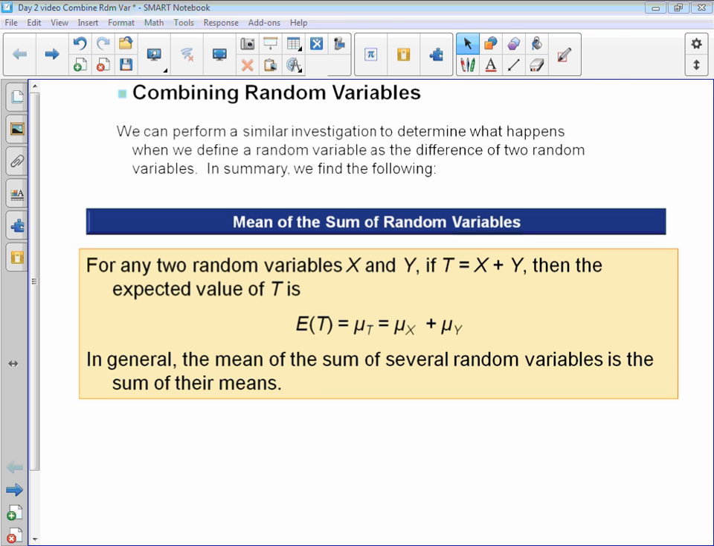The means are easy. If you want the expected value of a combined random variable, we're saying there's a random variable x and a random variable y. So we're going to define t as x plus y. The expected value of t is the average of x plus the average of y. So if we combine two random variables, the average of the combination is the sum of the means of each one. Really easy. Just add them together.